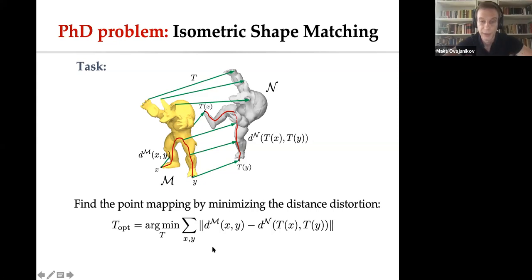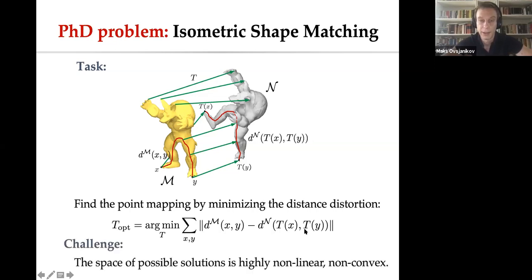And so the simplest way of writing this problem is to say, let's look for a mapping T such that the geodesic distance between every pair of points X and Y is approximately the same as the geodesic distance between the corresponding points T of X and T of Y. And the challenge with this problem is that immediately you can see that the space of solutions is highly nonlinear and non-convex, because we're optimizing over all possible correspondences. And this is very, very difficult. So I was basically given this problem in the beginning of my PhD, and I was like, okay, this is very difficult, so what do I do? So I want to walk you through some of these inspirations.